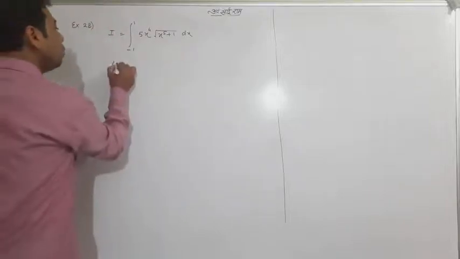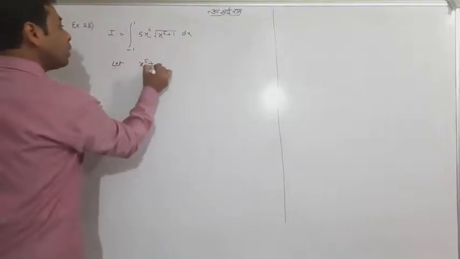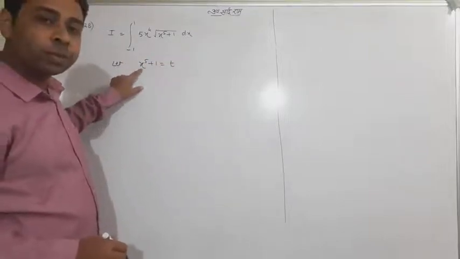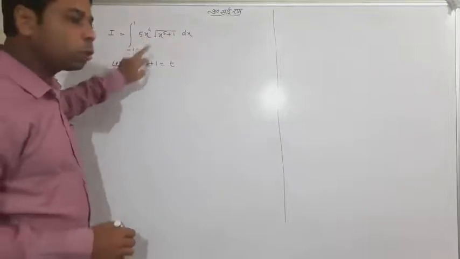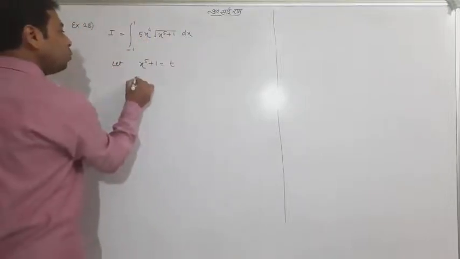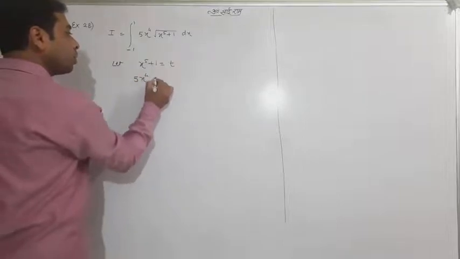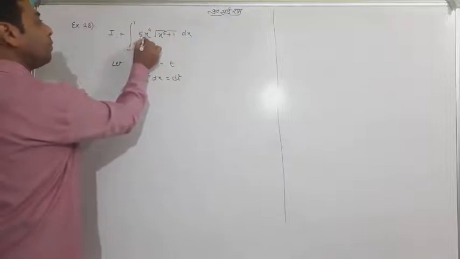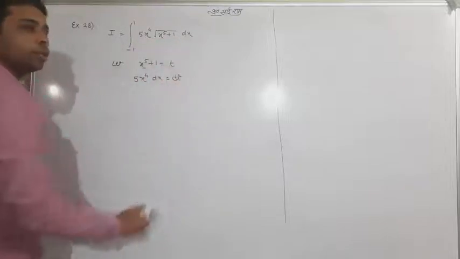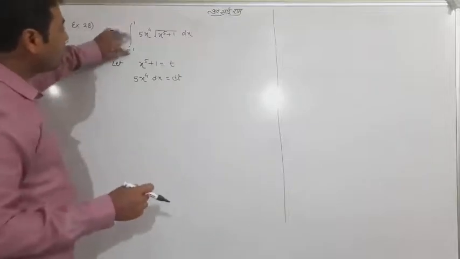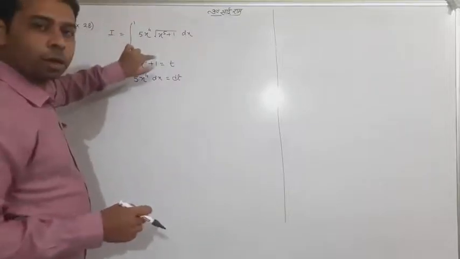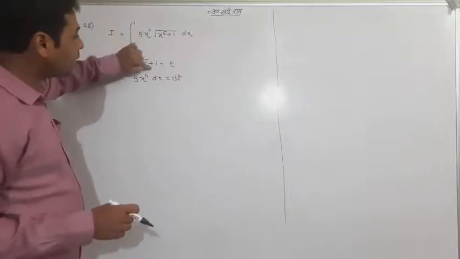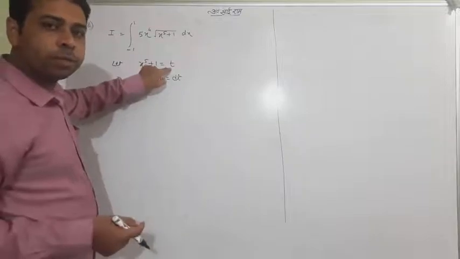We will consider x to the power 5 plus 1 as t, because we know that the differentiation of this is 5x to the power 4, which is here. So we assume it is t and do differentiation. Differentiation of 1 is 0, so 5x to the power 4 dx equals dt. Fortunately we have 5 also there. But next is the limit. The limit is in terms of x, x equal to minus 1 to x equal to 1, and we consider that t, so we will convert all the limits in the form of t.